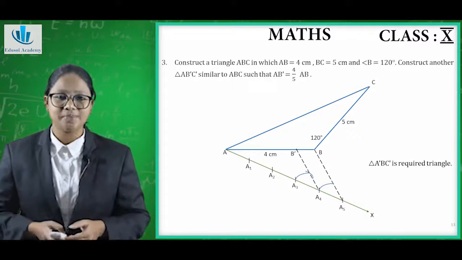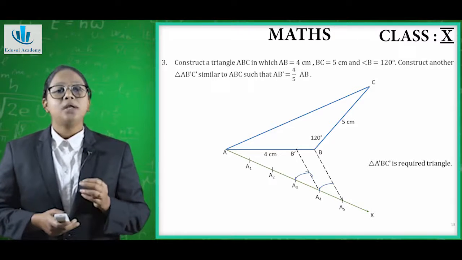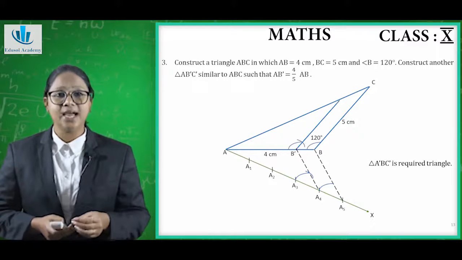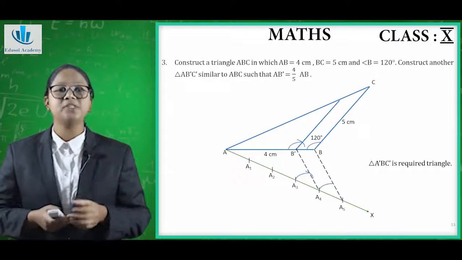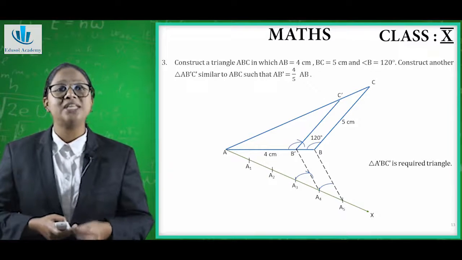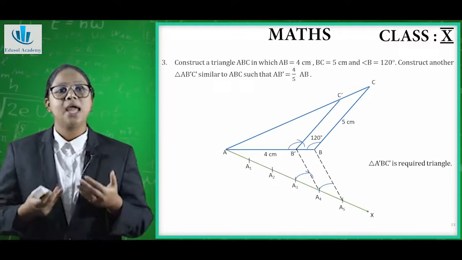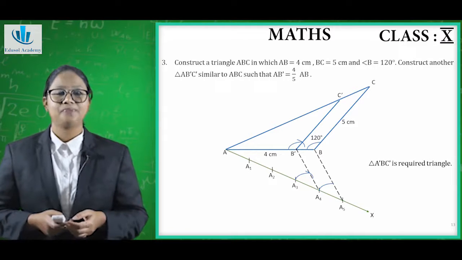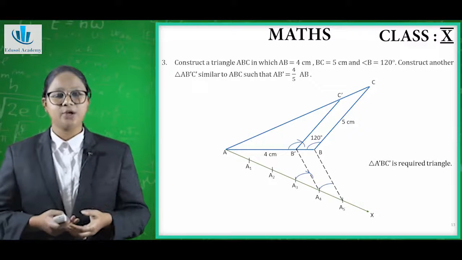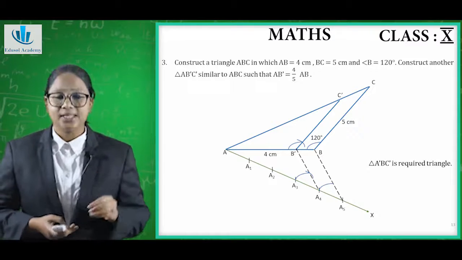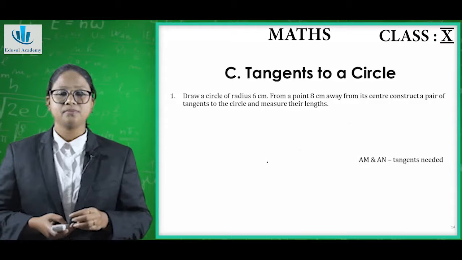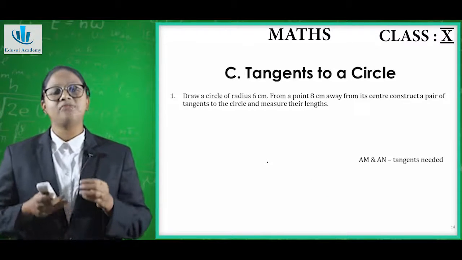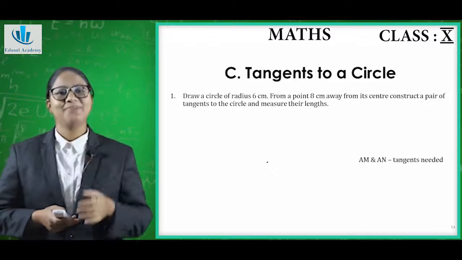So we have now got B dash. Now draw another line parallel to BC through B dash using the compass method and name the new point as C dash, and A, B dash, C dash will be our required triangle. So that is similar to the given triangle, and that is inside the given triangle as well. Next we shall move to tangents of a circle, construction of tangents to one circle.